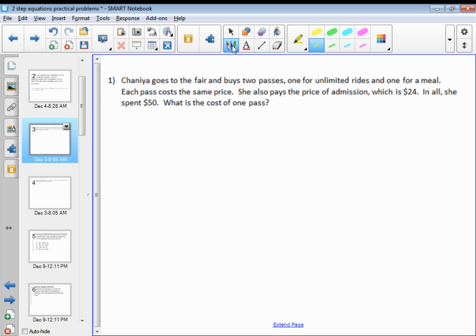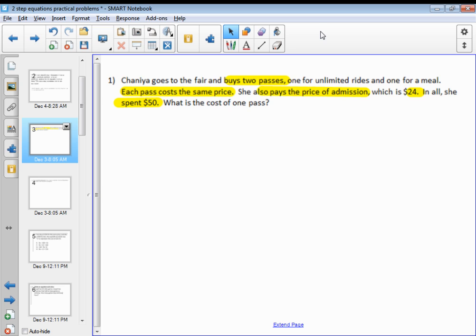When I begin this problem, the first thing we always want to do when completing practical problems is highlight the important information. So, first I need to highlight buys 2 passes. That's important. It doesn't matter that she's buying them from the fair, but we want to highlight that she's buying 2 passes. We also need to highlight in the second line, each pass costs the same price. If we continue reading, we also need to highlight the price, pays the price of admission, and $24. All in all, she spent $50. We don't need to highlight the whole thing, just highlight spent $50.